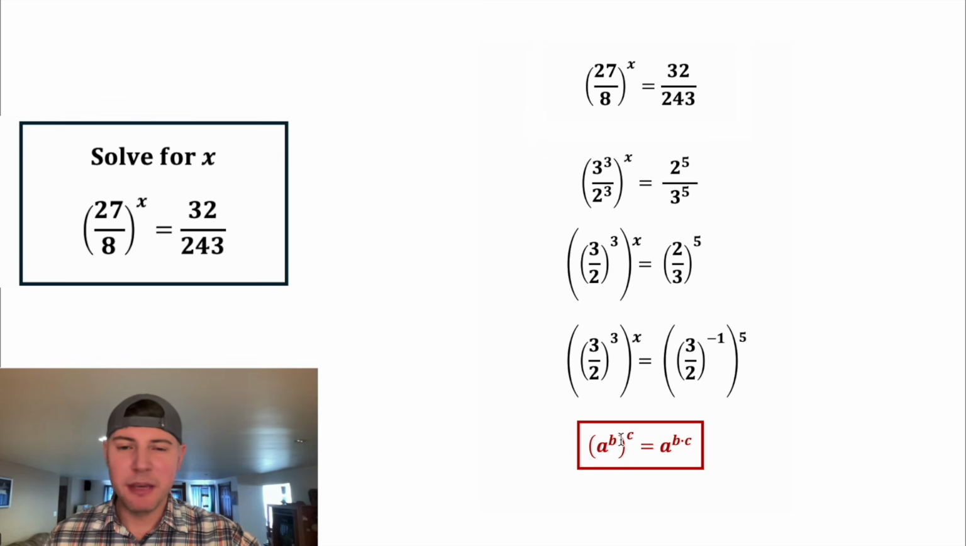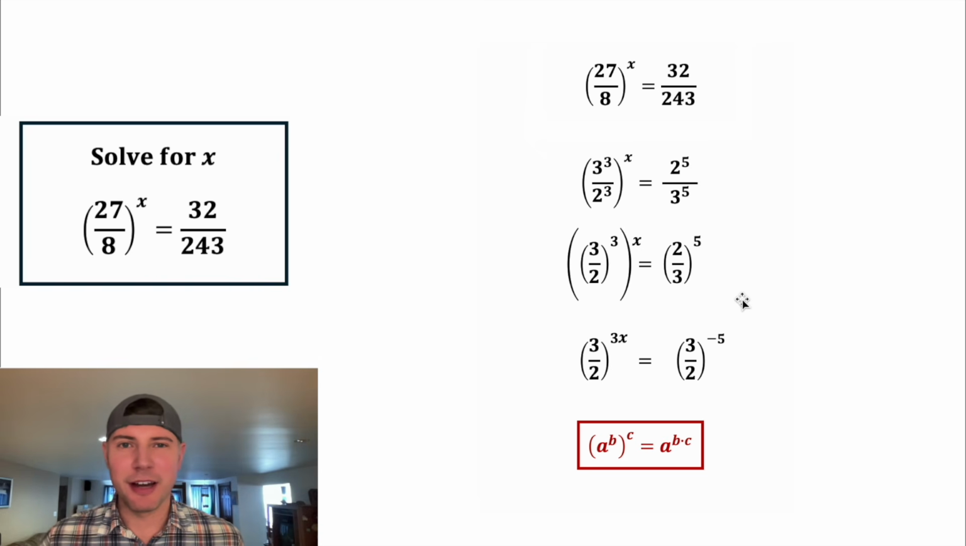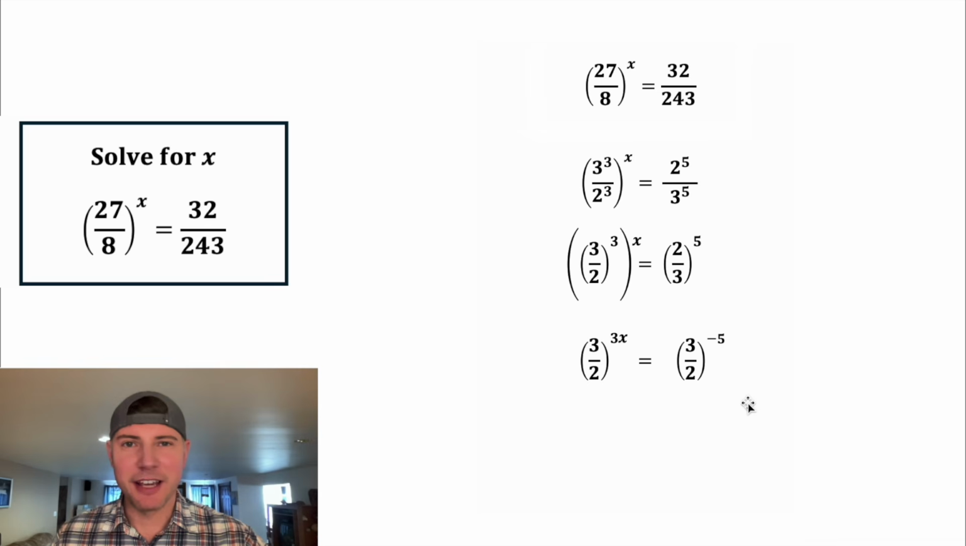Anytime you have a to the b whole thing to the c, you can multiply the exponents. It ends up being equal to a to the b times c. So this 3 and this x will end up multiplying by each other to give us 3x. And this negative 1 and this 5 will end up multiplying by each other to give us negative 5. Now we have (3 over 2) to the 3x equals (3 over 2) to the negative 5.